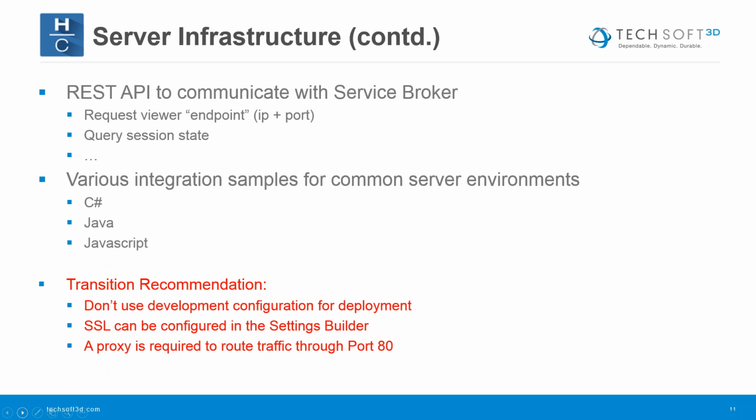Okay. So another aspect: to communicate with these components, in particular with the service broker, we have a REST API. That makes it very easy to integrate into any kind of server environment. All you need to do is make a REST API call to the service broker, which gives you what we call an endpoint back, which is essentially an address and a port number for a particular viewing session, and then you can operate on that session. You can ask certain queries, certain session states, and so on. But the main thing is that it's a simple HTTP-based REST API that facilitates the communication with the server.